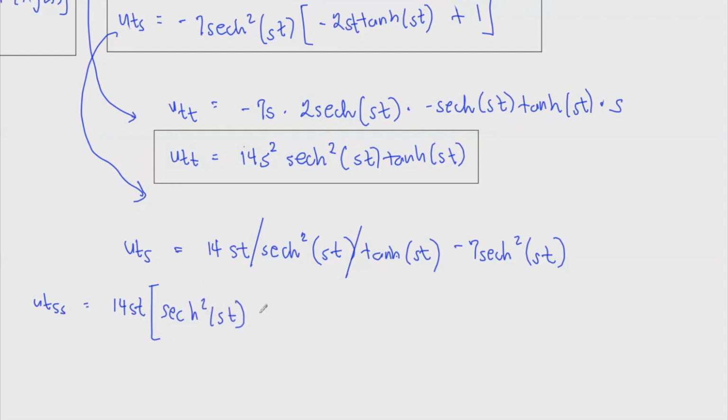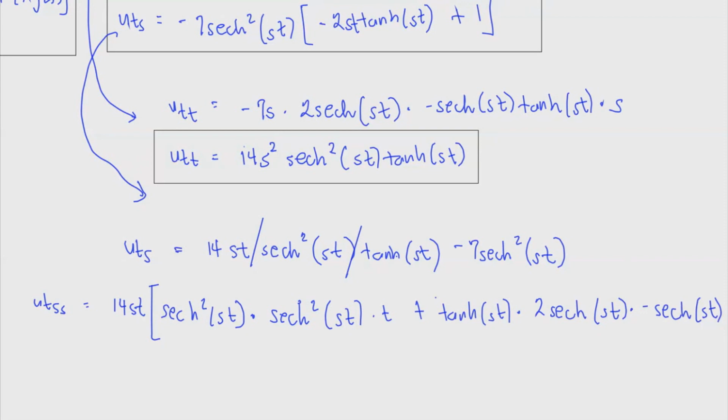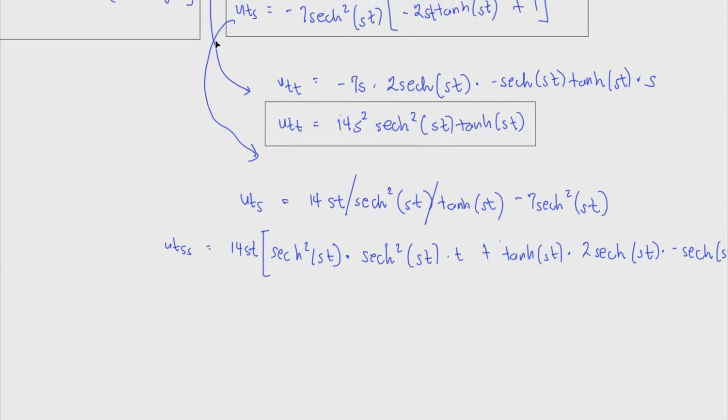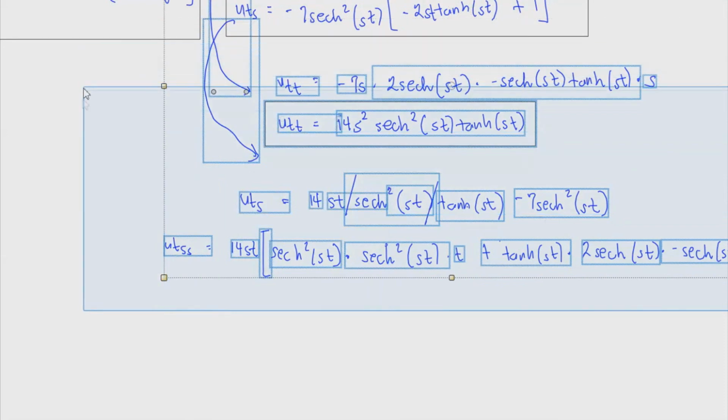The derivative of tanh st is simply sech squared st times t, because we're differentiating with respect to s. And then by product rule, that is plus tanh of st times the derivative of sech squared st. So that's 2 sech of st, and then the derivative of sech is actually negative sech st. And then we've run out of space. So I think I should be moving this one, let's move the expression here.